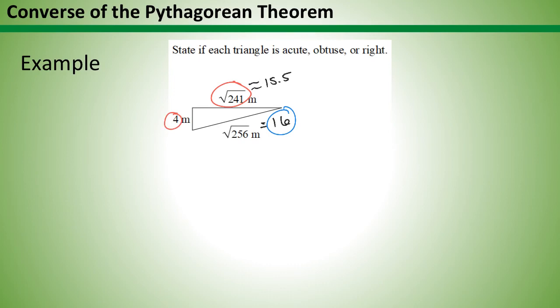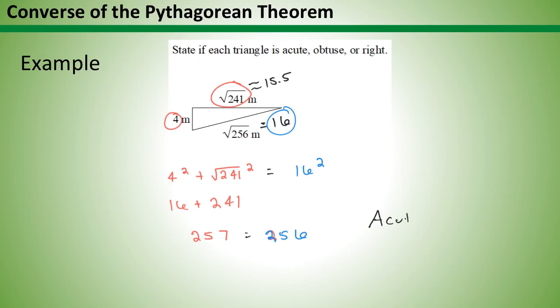Okay, so I have 4 squared plus root 241 squared, and that's equal to 16 squared. Okay, so 4 squared is 16 plus 241. That's going to be 257. And then 16 squared is going to be 256. Okay, so since that longest side squared is smaller than the sum of the other two sides squared, this is going to be an acute triangle.